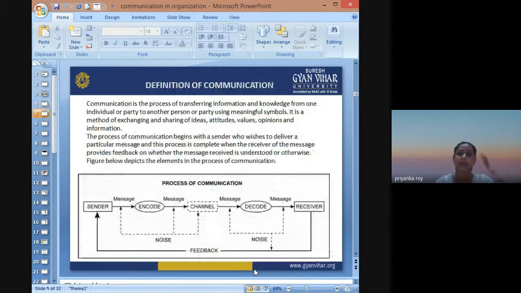By definition, let's understand what communication is. Communication is the process of transferring information and knowledge from one individual or party to another person or party using meaningful symbols. It is a method of exchanging and sharing ideas, attitudes, values, opinions, and other pieces of information, from one individual or group to another.